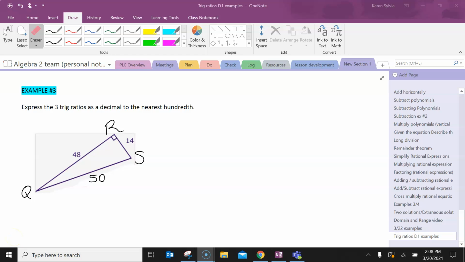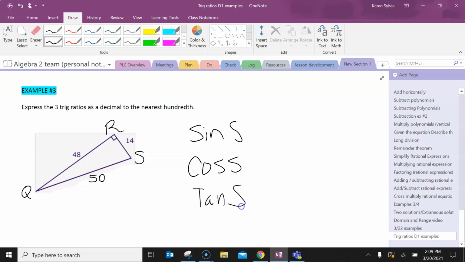In order to express the three trig ratios as a decimal to the nearest hundredth, I need to identify my ratios for sine of S, cosine of S, and tangent of S. Keeping in mind, we're going to use SOHCAHTOA to remind us of which sides create the ratio in the first place. I label my triangle as opposite, hypotenuse, and adjacent in terms of angle S.